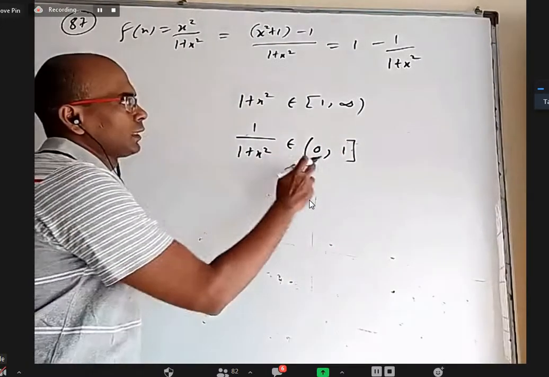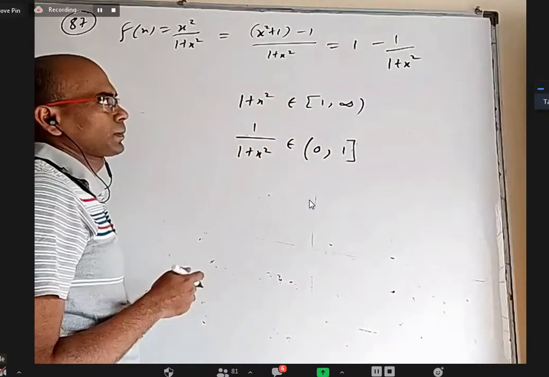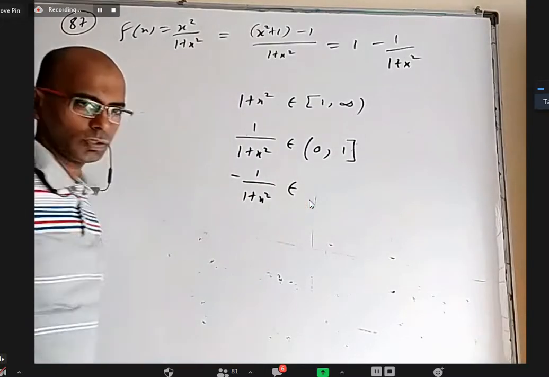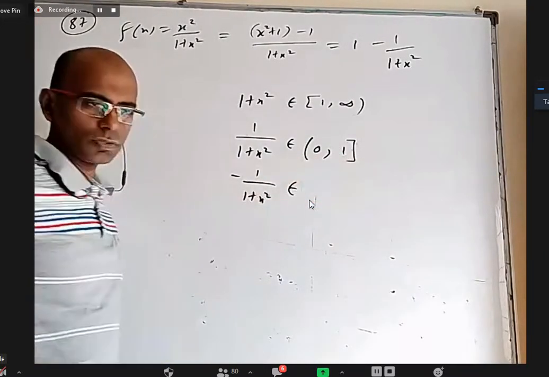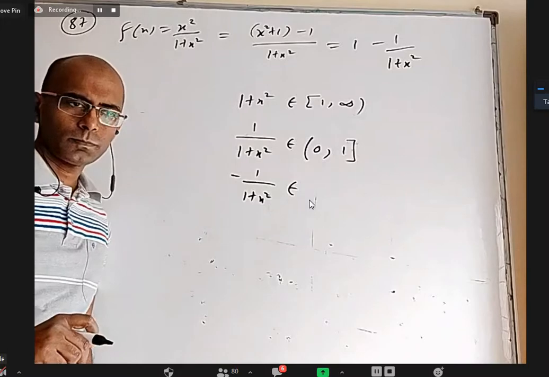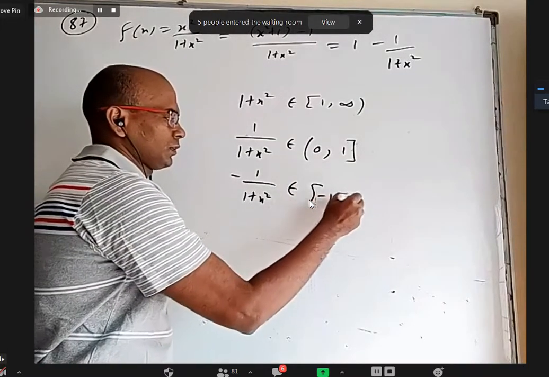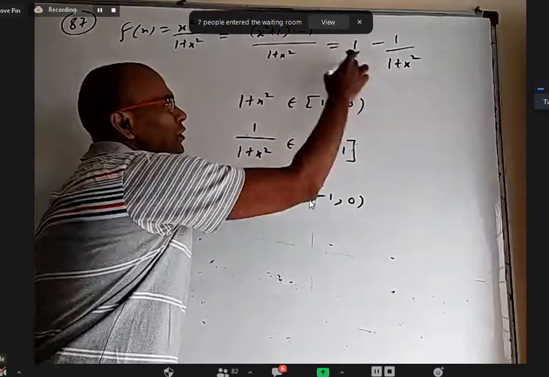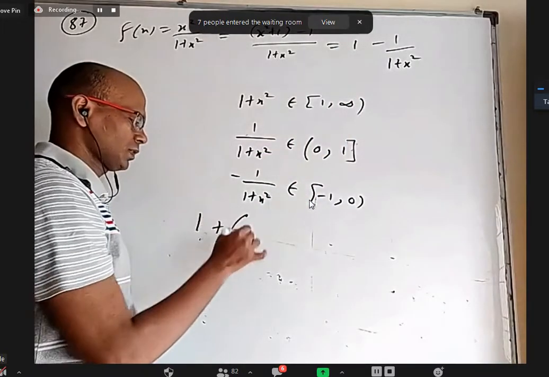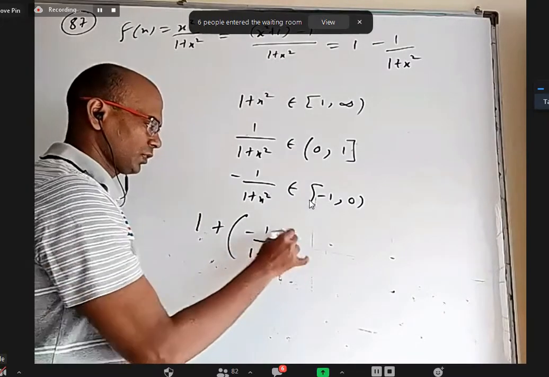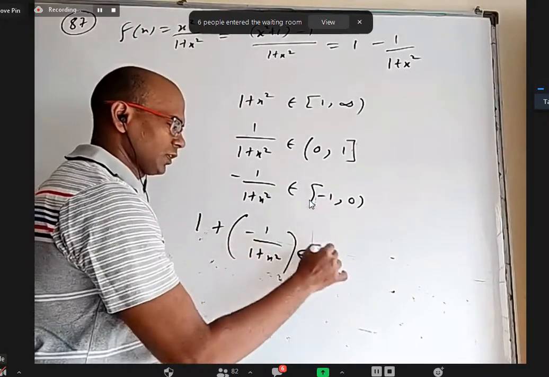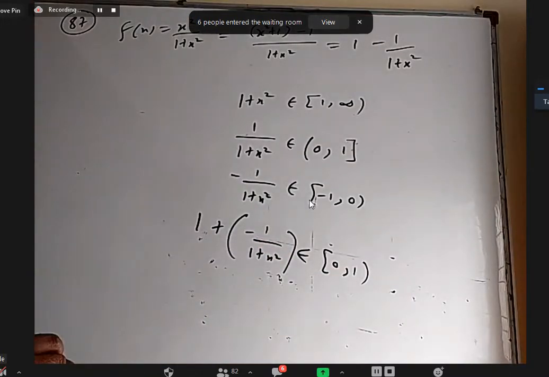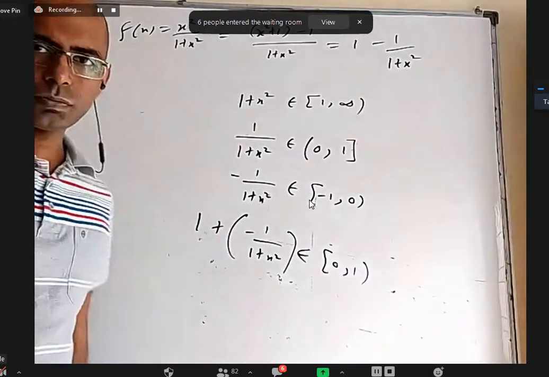Next, I have to take 1 minus this. Or let me first write minus 1 by 1 plus x square: it will be between what and what? The negative of all these values. Closed interval minus 1 to open 0. And for that I have to add 1, so 1 plus minus 1 by 1 plus x square. I'll add 1 here, add 1 here. It will be 0 and that will be 1. Closed 0 to open 1.